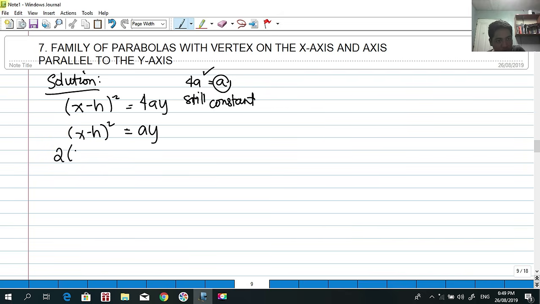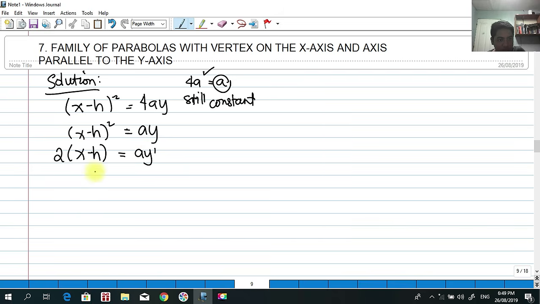We have 2 times (x minus h) equal to, differentiating with respect to y. We can factor out this constant and get the derivative, which is still a y prime. As you can see, after differentiating, none of the arbitrary constants were cancelled. That is because we'll be using another technique to eliminate the arbitrary constant by simply substituting.